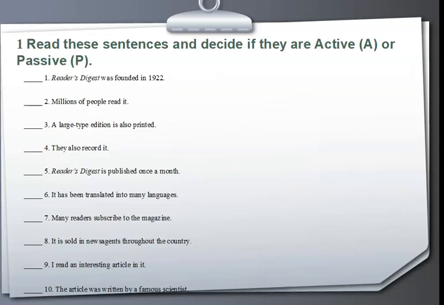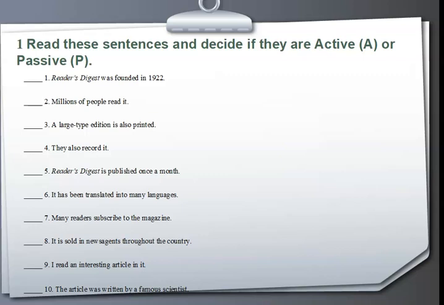So the exercise says, read these sentences and decide if they're active or passive. So you can write A for active or P for passive in your textbooks. Let's do it together. First one says, Reader's Digest was founded in 1922. Okay, was founded. So this is a passive sentence. We have past simple passive here. Number two, millions of people read it. This is an active one.